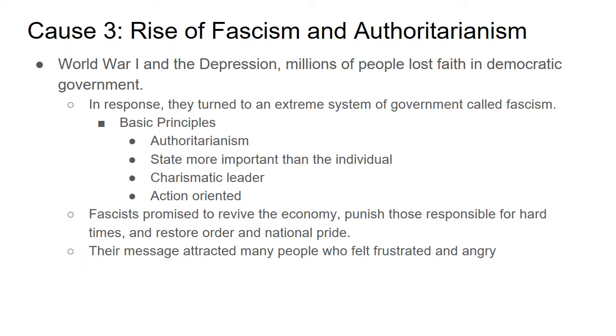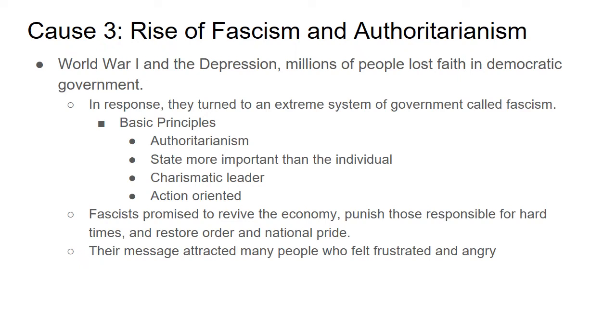Usually, fascism and authoritarianism go hand in hand with a charismatic leader, somebody who can whip the people up into a frenzy of support. And it's also very action-oriented. Fascists are promising their people that they are going to fix their problems, bring their country back to the glory days, make them great, and bring them back to this imagined state of when their country used to be strong.